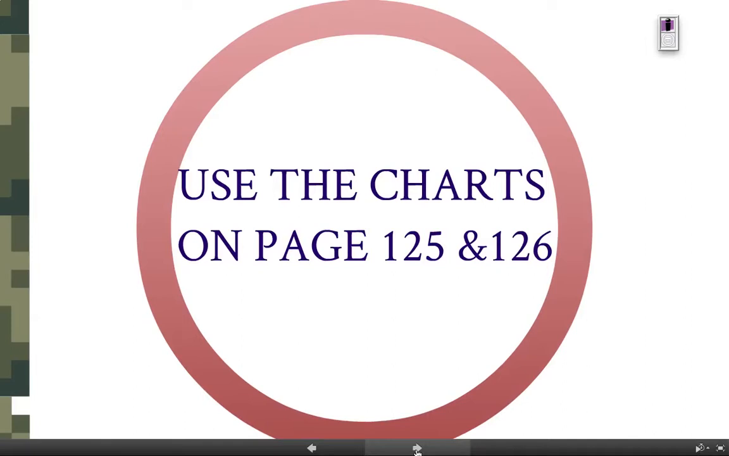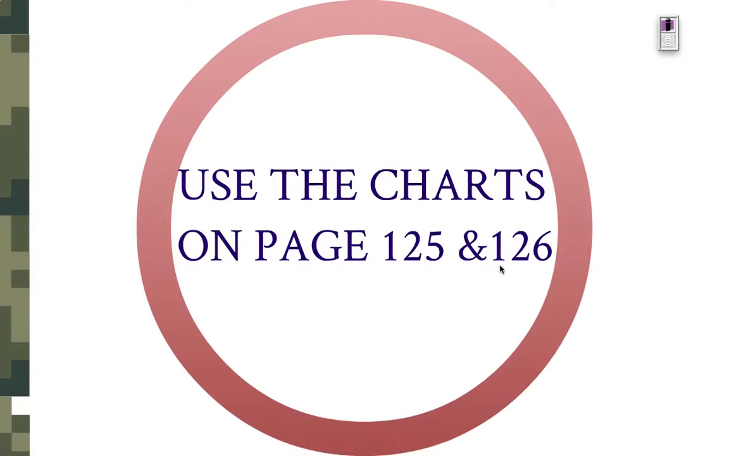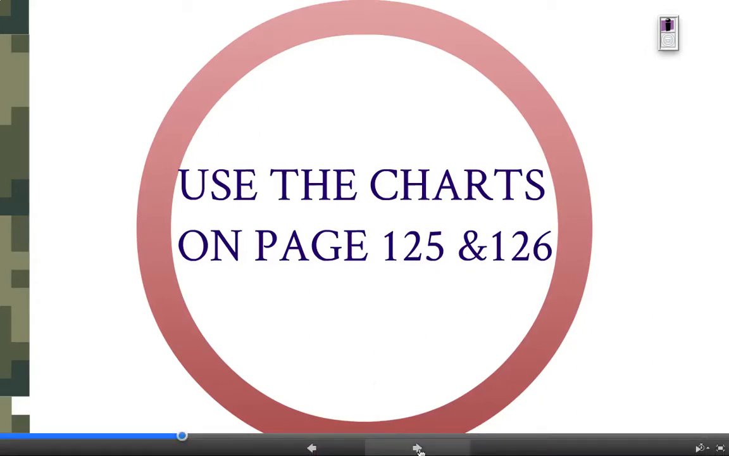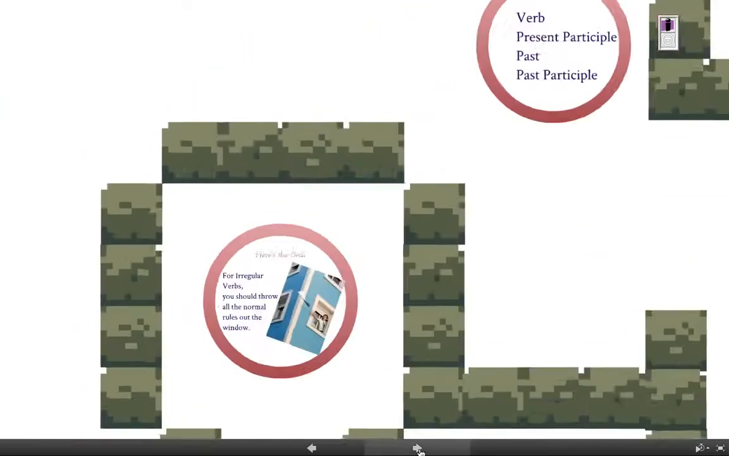I would say, because you don't necessarily know every single irregular verb, that this is very important. Use the charts on page 125 and 126. Okay? It's got most common irregular verbs. In fact, it shows you the different forms that you can use for the different contextual situation.